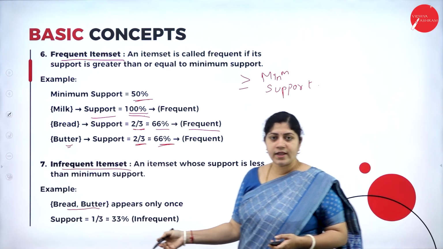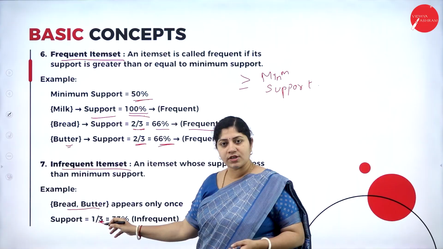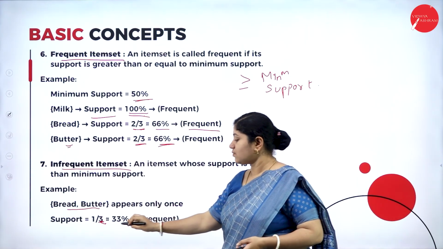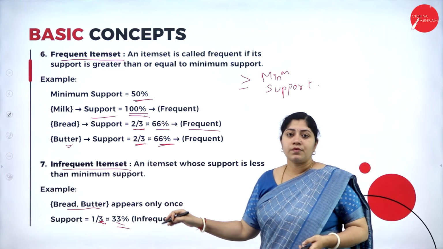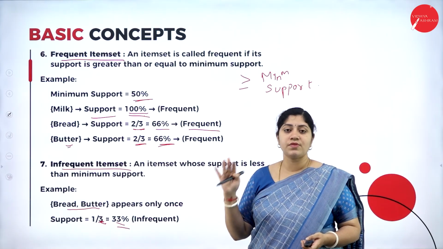Let's calculate the support for this. That is 1 divided by the total number of transactions, that is 3, correct? 1 by 3 gives us a value of 33%, while the minimum support we have considered is 50%.